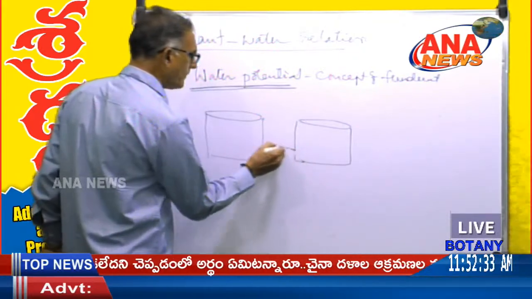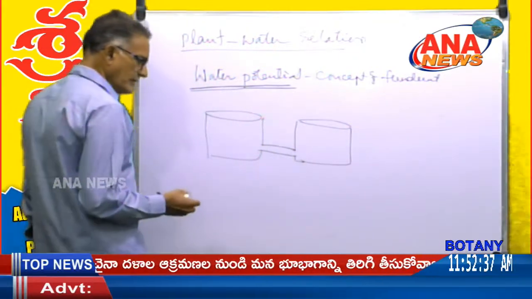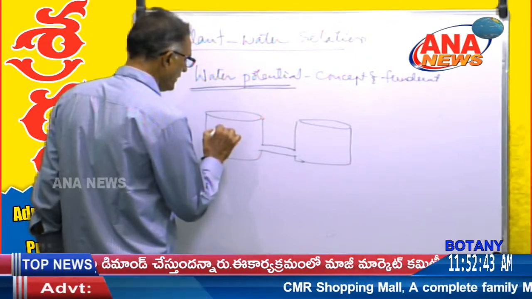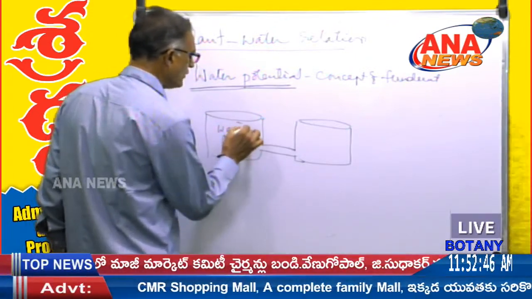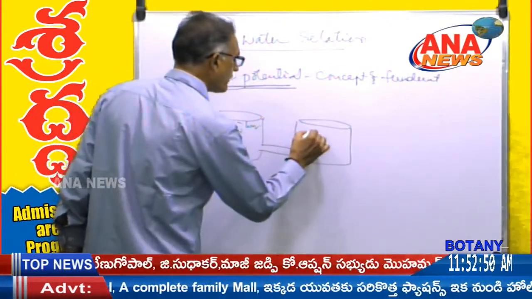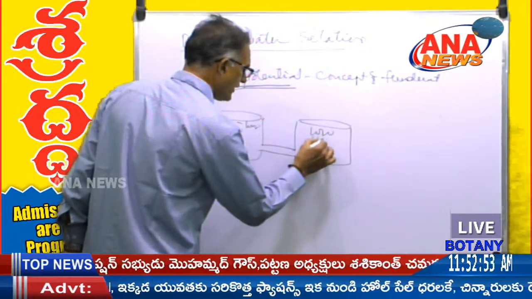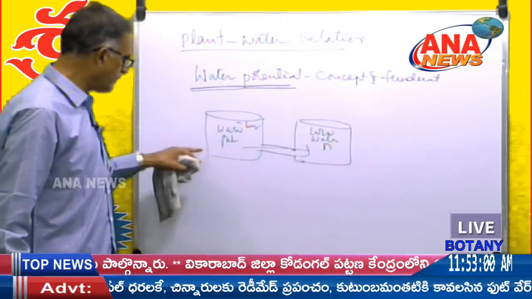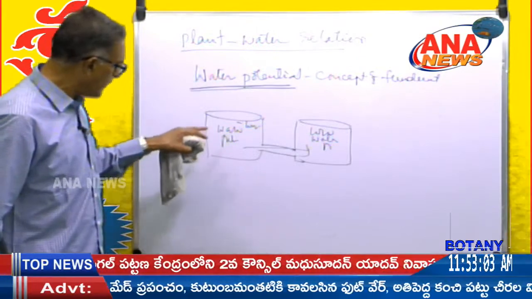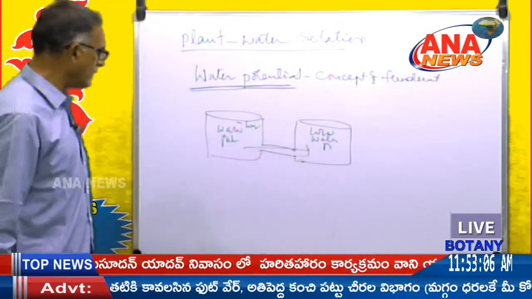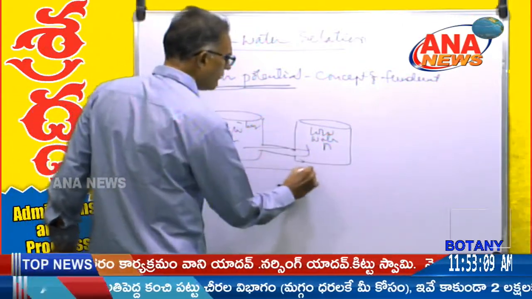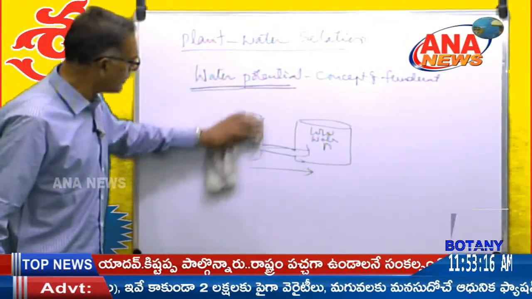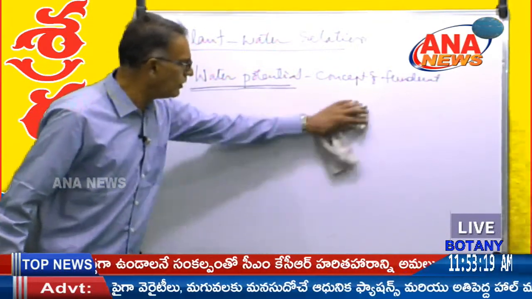When two water-containing systems are contacted, a net movement of water results, from high water potential to low water potential. Thus, always the water moves from high water potential region to low water potential region. Similarly, in plants also the water moves from high water potential region to low water potential region.